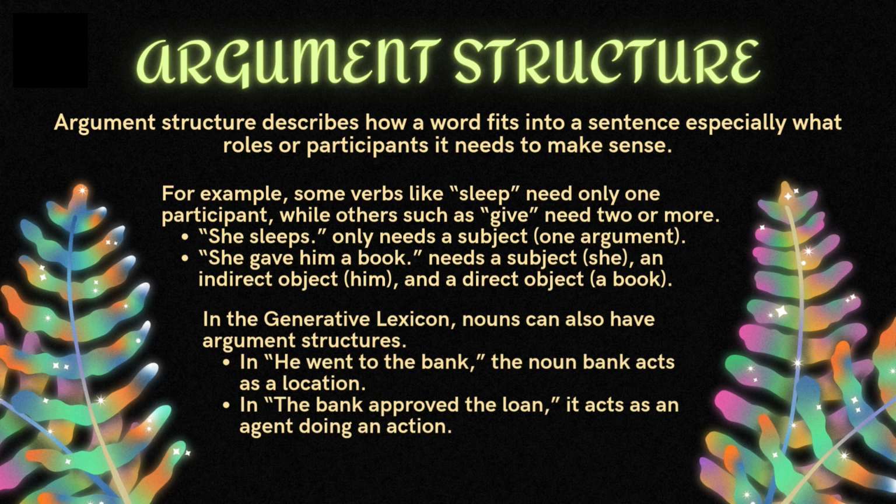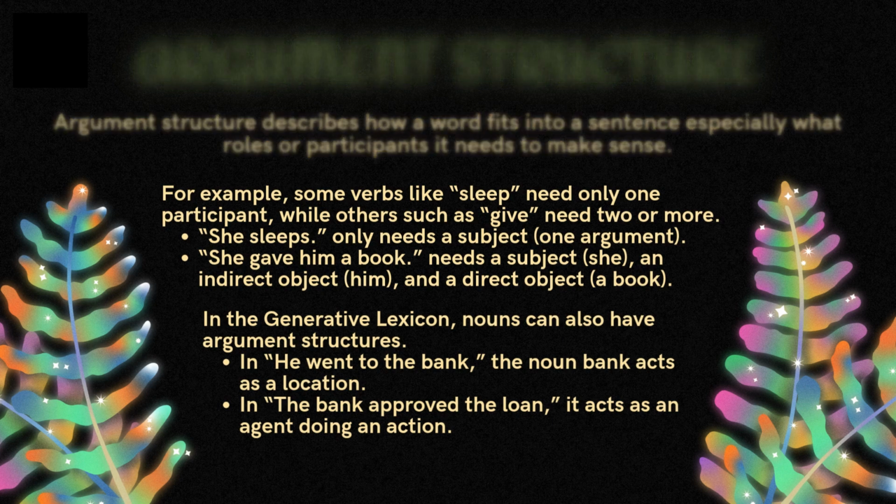In the generative lexicon, nouns can also have argument structure. In he went to the bank, the noun bank acts as a location. However, in the bank approved the loan, it acts as an agent doing an action. So, argument structure tells us what kind of sentence part a word works with, and helps us figure out how it behaves and what it means in context.